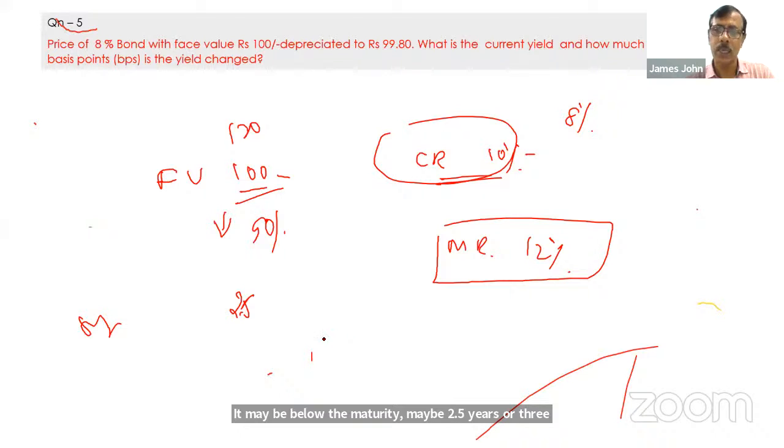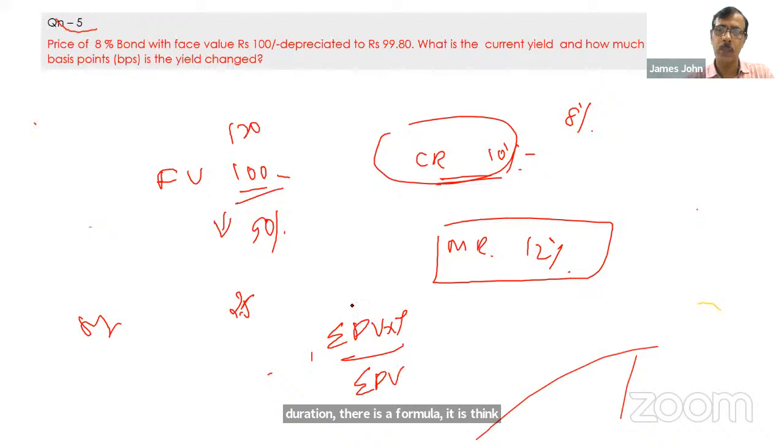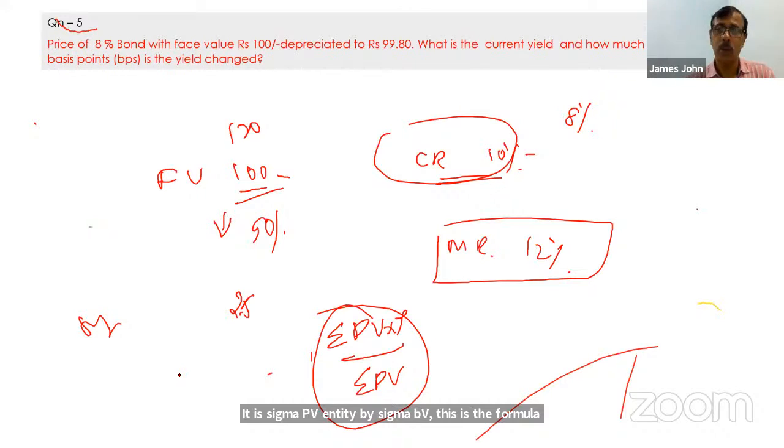For calculating duration, there is a formula. It is sigma PV into T by sigma PV. This is the formula for duration, also known as Macaulay duration, because the economist Frederick Macaulay invented, or formulated, the concept of duration.